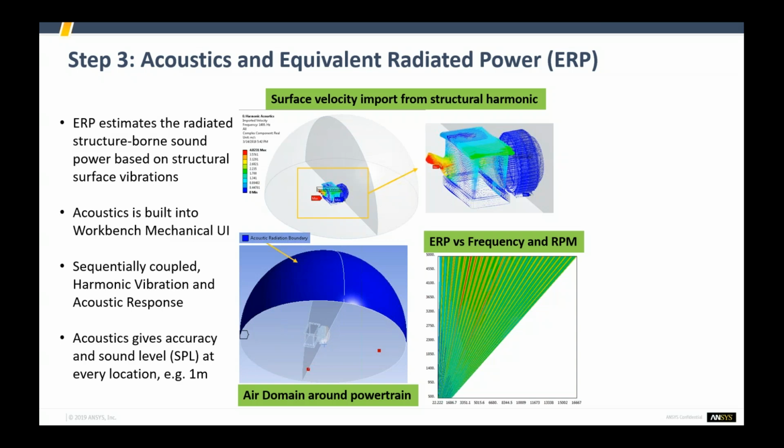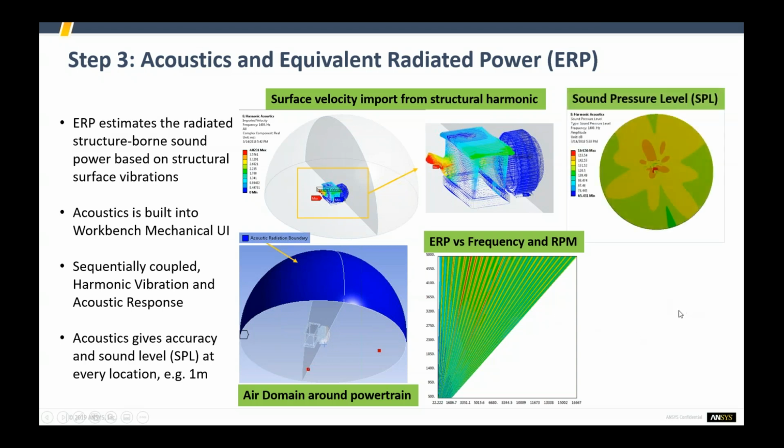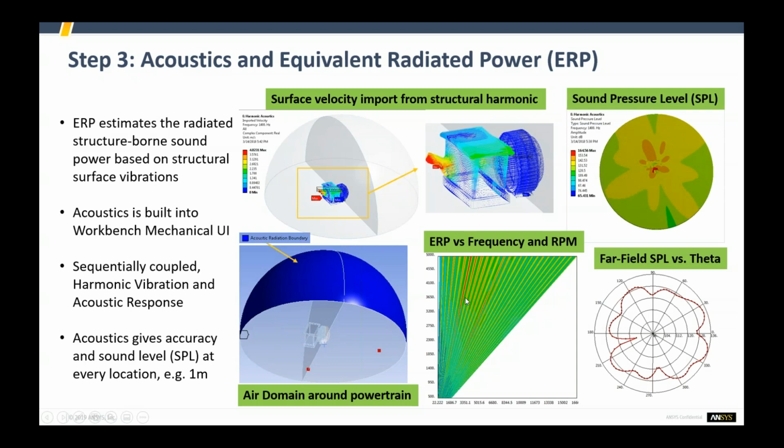This shares the same interface as the Workbench Mechanical GUI, and it has been integrated into the setup since last year. On the top, we have a surface velocity import from the structural harmonic, and then we have an air domain around the powertrain. Then we can calculate the ERP versus frequency and RPM. And we have SPL, which is sound pressure level, and also far field SPL versus angle theta.